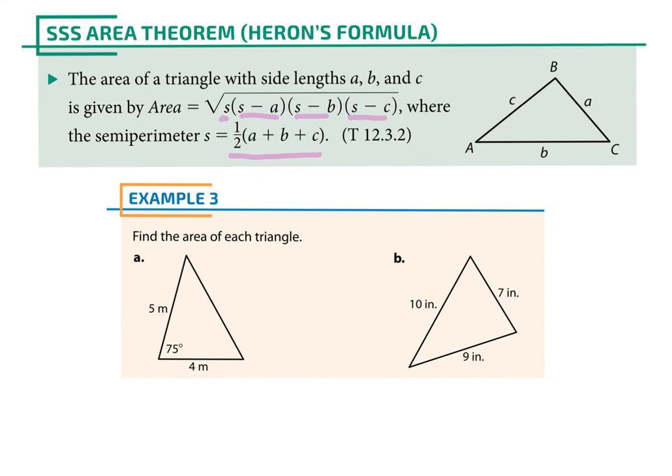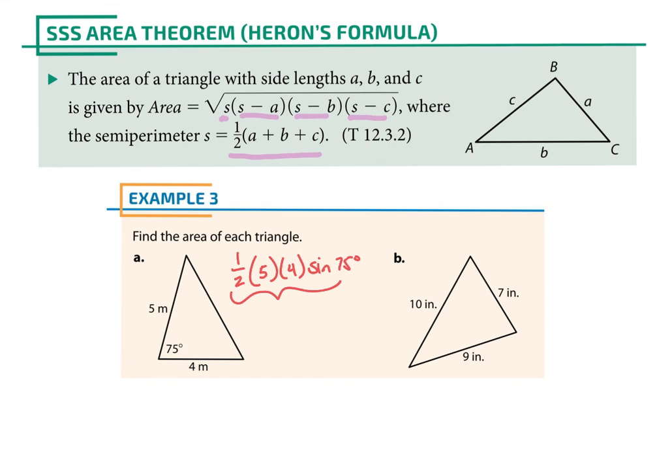So A, if I have something like A, I'm going to use my first formula. I have two sides and the angle in between it. I am just going to say, well, that's going to be 1/2 my two side lengths times the sine of my 75 degrees. That will give me my area for this one.